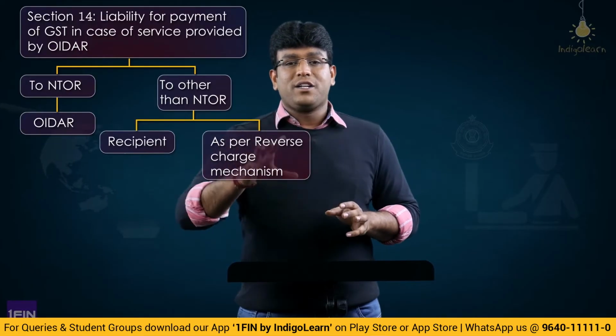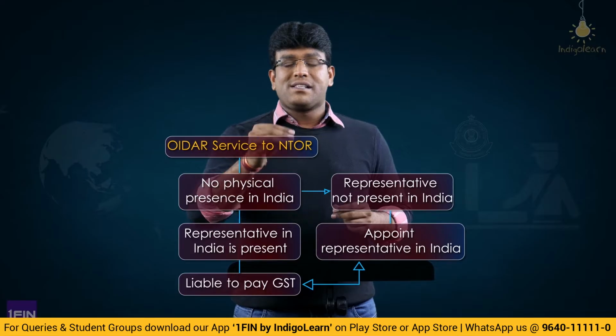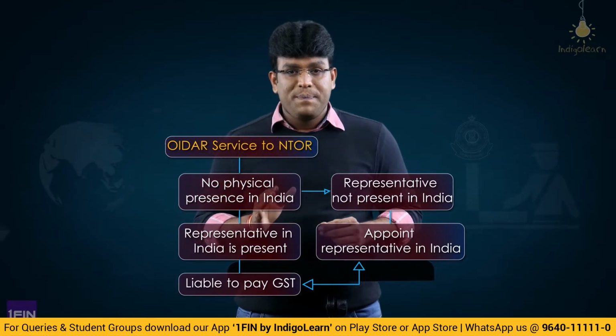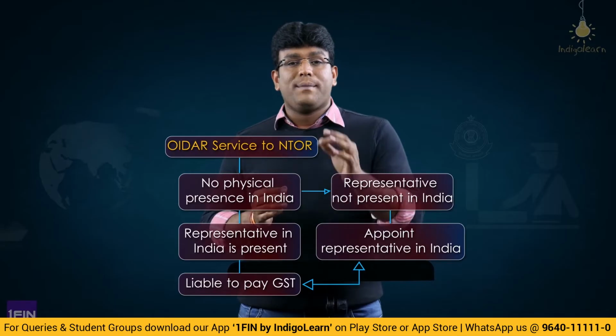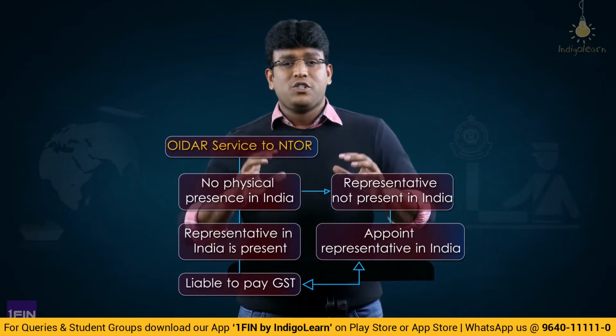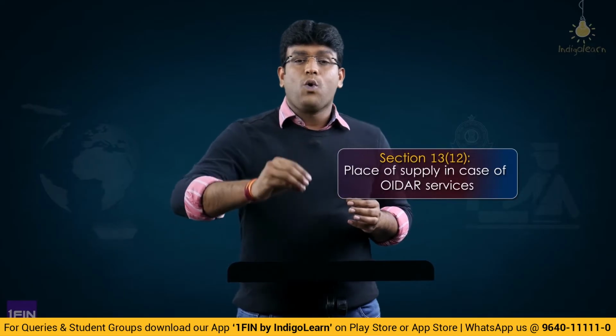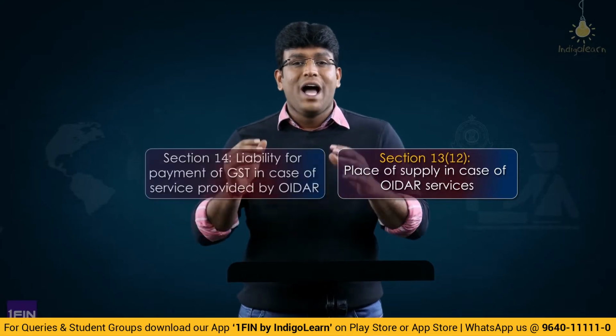And whenever we say that OIDAR is liable to pay GST, if OIDAR does not have physical presence in India, then their representative in India is liable to pay GST. And if there is no such representative, they must appoint a representative and make him liable to pay GST. And these all points are given by section 14 of IGST Act. In fact, my dear friends, section 13 subsection 12 deals with the concept of place of supply related to OIDAR services. But it is my utmost duty to tell you what is the concept of OIDAR. That is the reason why I have taken you to section 14 of IGST Act.